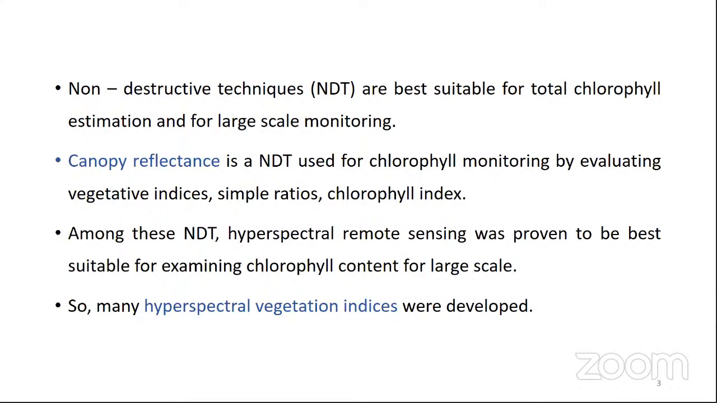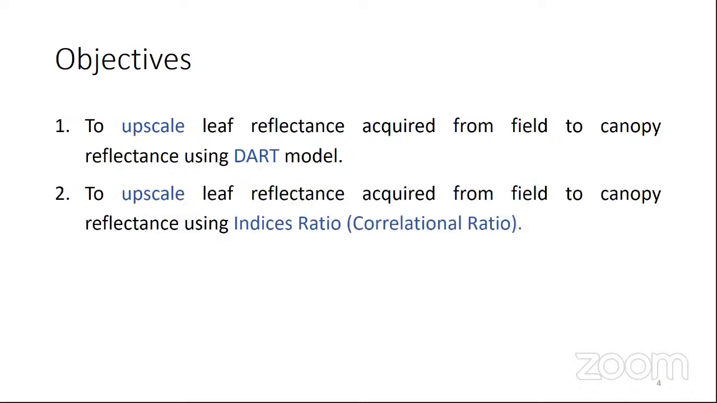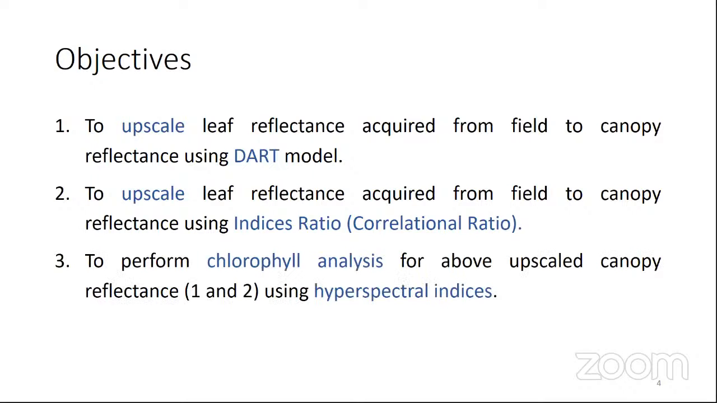In that way, many hyperspectral vegetation indices were developed in order to find out the chlorophyll content. Coming to the objectives of this study, the first objective is to upscale leaf reflectance acquired from field study into canopy reflectance using DART model. The second objective is to upscale leaf reflectance acquired from field to canopy reflectance using indices ratio, which is part of using hyperspectral indices. Next is to perform chlorophyll analysis for both upscaled canopies from objectives 1 and 2 using hyperspectral indices.